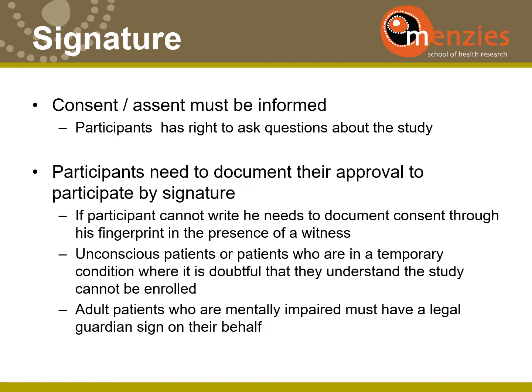Unconscious patients or patients who are in a temporary condition where it is doubtful that they understand the study cannot be enrolled. And this also applies to patients who, for example, might be under the influence of drugs or alcohol. Adult patients who are mentally impaired must have a legal guardian sign on their behalf. These patients, if possible, also need to fill in an assent form.